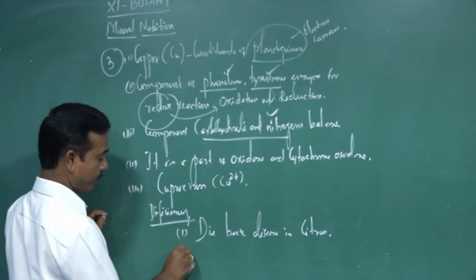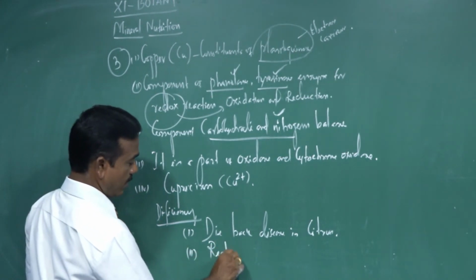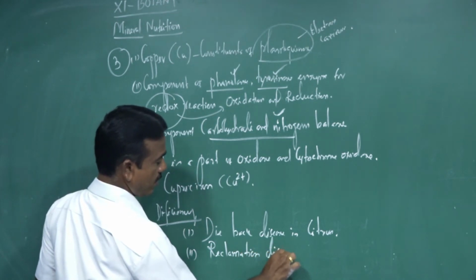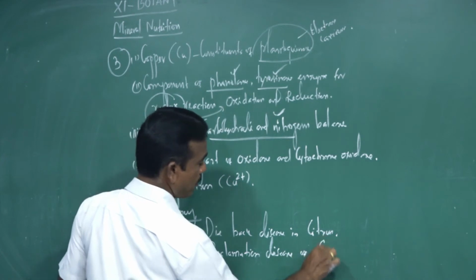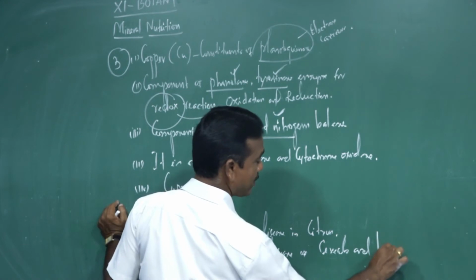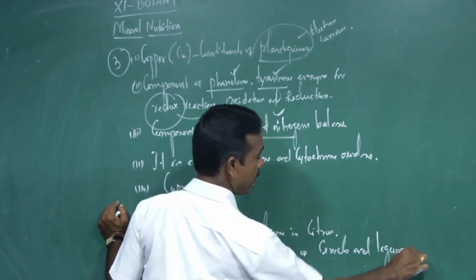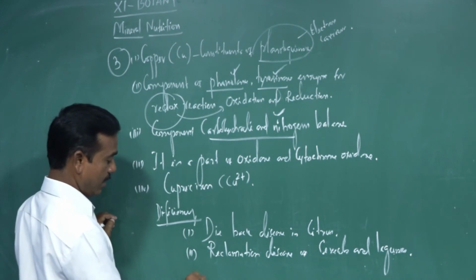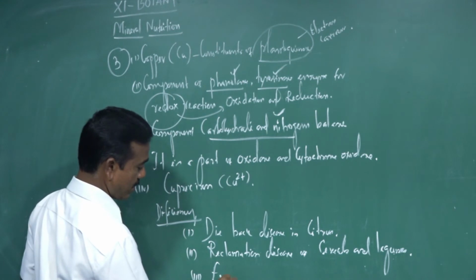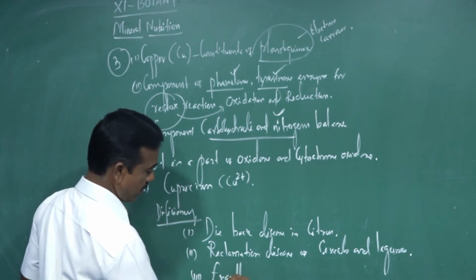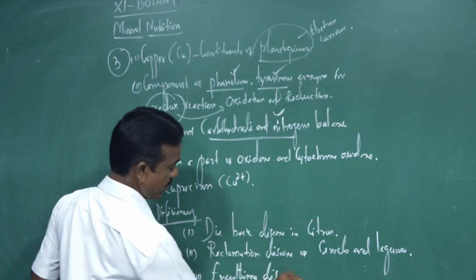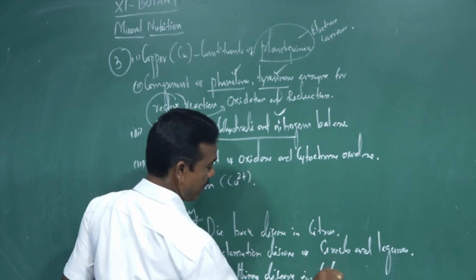Second thing, reclamation disease of many cereals and the legume plants. Third thing, exanthema disease in citrus plants.